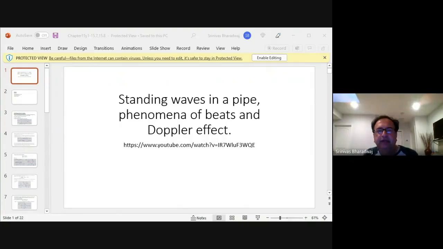So the number of beats heard is equal to the absolute difference in frequency of the two interacting waves. Here we get the superposition of two waves, both showing the beat phenomenon. The final resultant always shows the beat phenomenon.